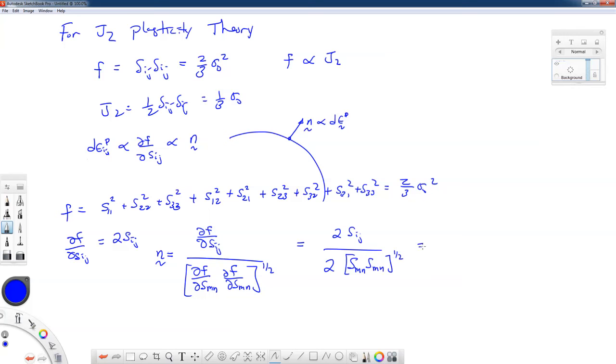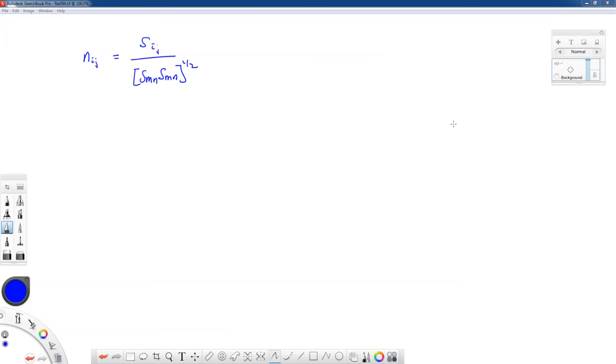The 2's will cancel out. So the unit normal can be written in this way. Or, if we want to write it in the vector form, n is equal to s divided by s dot s to the 1/2 power.